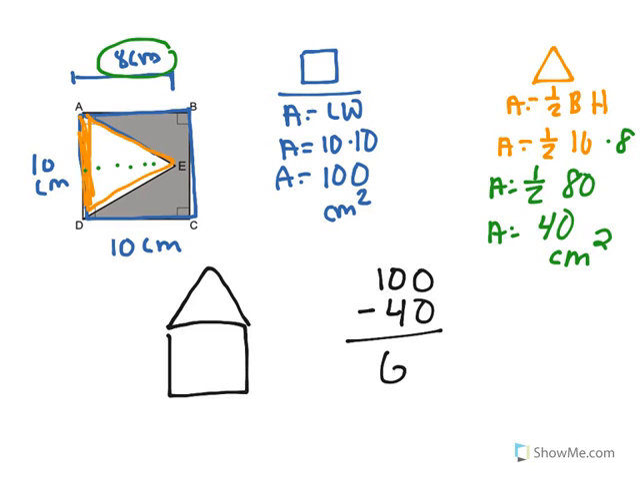So I have to take the 40 away from the 100, telling me that if I take the triangle out of that square, I'm left with the shaded, and that's 60 centimeters squared in terms of area. So you have 3 different examples. Sometimes you add, sometimes you have to subtract, but just use what you know and pull it together.